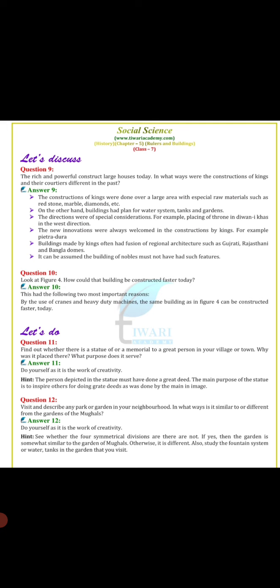Question 12. Visit and describe any park or garden in your neighborhood. In what ways is it similar to or different from the gardens of the Mughals? Answer: do it yourself, as it is work of creativity. Hint: see whether the four symmetrical divisions are there or not. If yes, then the garden is somewhat similar to the garden of Mughals. Otherwise, it is different. Also study the fountain system or water tanks in the gardens that you visit.